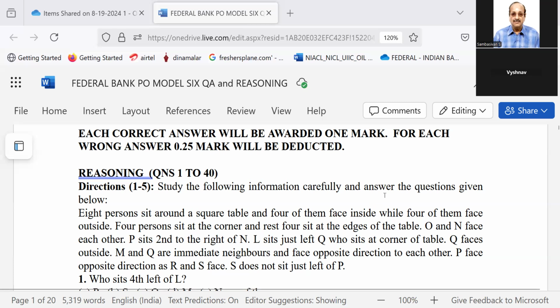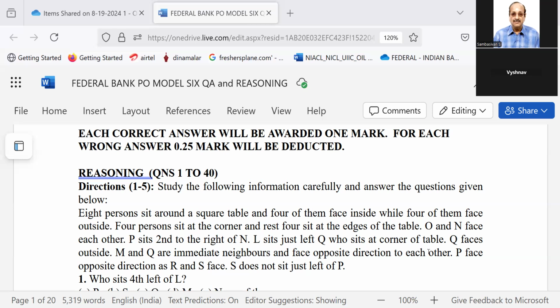You're not getting it. I think the important point for guiding you is that Q faces outside. L sits just left of Q, who sits at a corner of the table. So you can put him in one of the corners and he has to face outside. Then L is next to him on the left side.